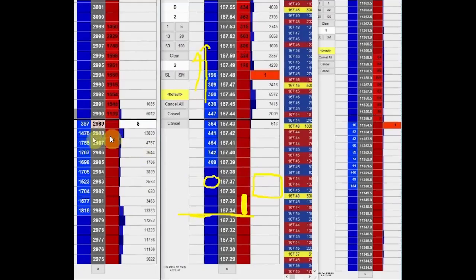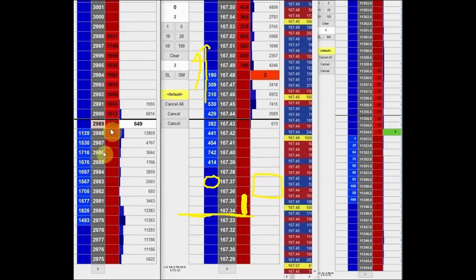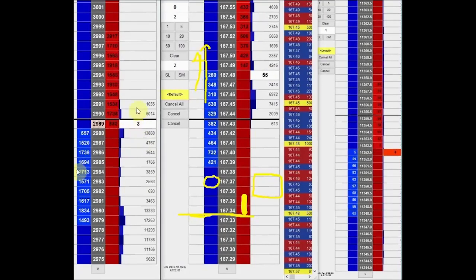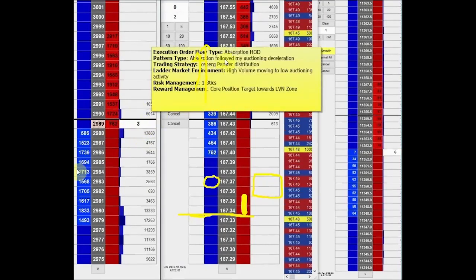So what we're going to do now, we're shifting our observation to the Euro stocks. You can see we've just gone short here on the Euro stocks. This is going to be another pattern that we're going to be trading, an absorption pattern at the high of day in the Euro stocks. Now here is what we're looking at. So in the Euro stocks, we're looking at an absorption at the high of day.